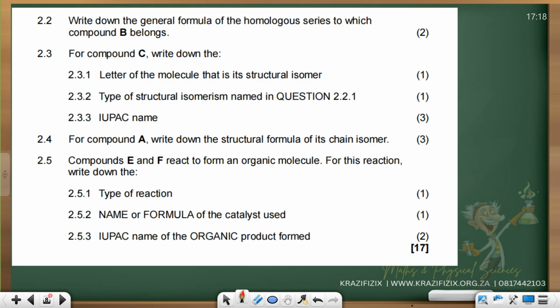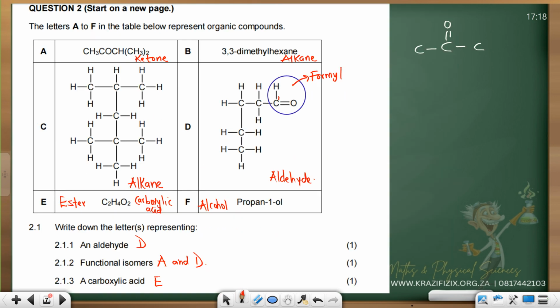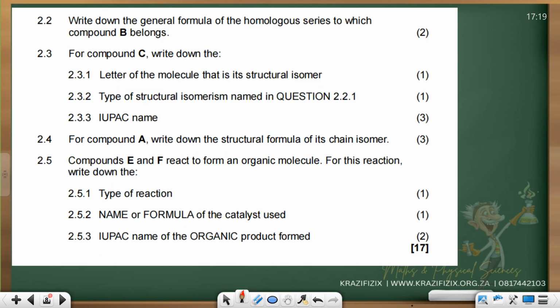All right, let's look at this. Write down the general formula of the homologous series to which B belongs. What is B? Alkane. Do you notice I mentioned this in the multiple choice? If it's an alkane, what's our general formula? We did that. CnH2n+2, because it is an alkane. Lovely.